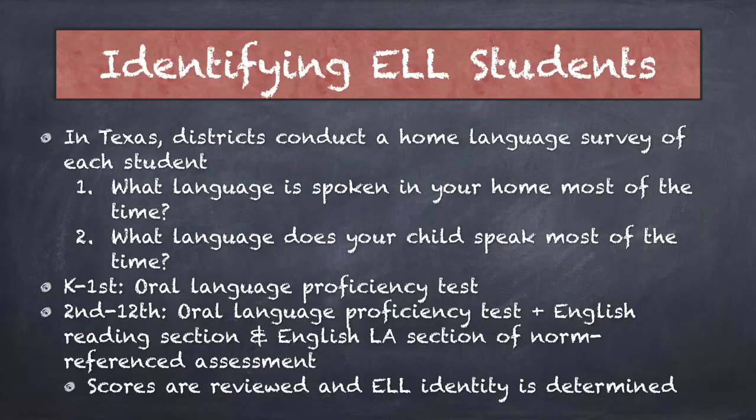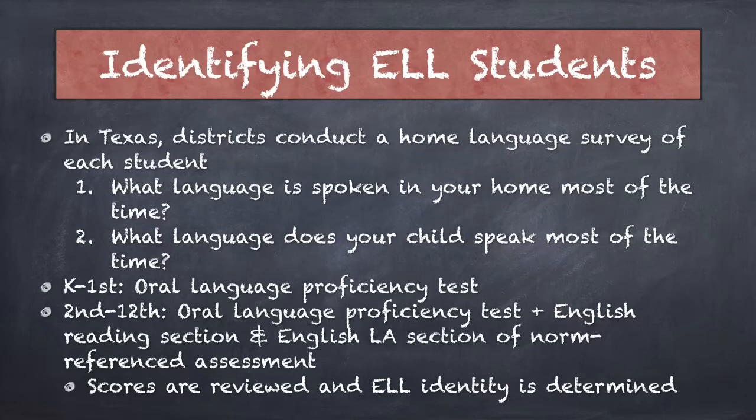In the state of Texas, you can identify an EL student by using a home survey that each student is required to take. It consists of 2 questions, first being what language is spoken in your home most of the time, and second being what language does your child speak most of the time. This is the low cost and effective way of receiving an answer as far as if a student is ELL or not.